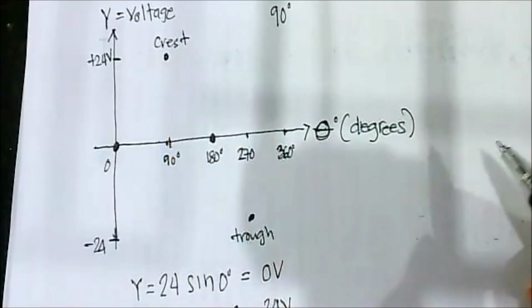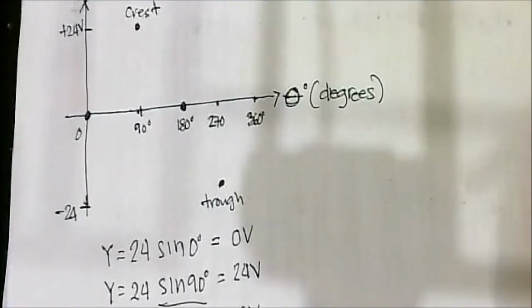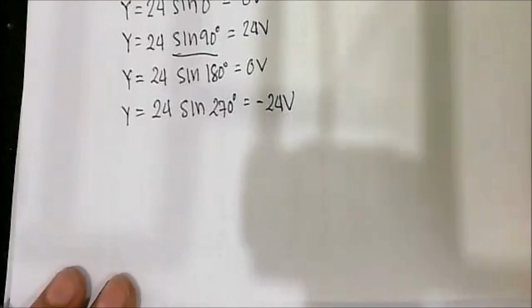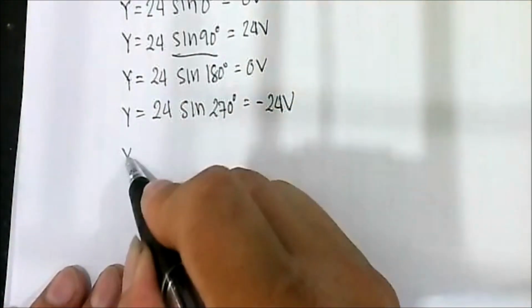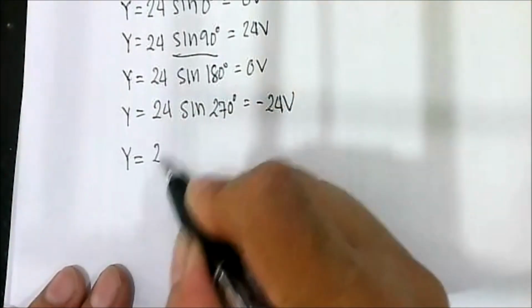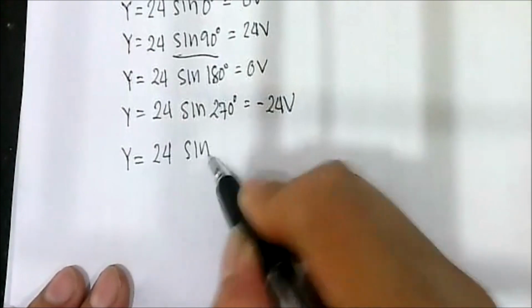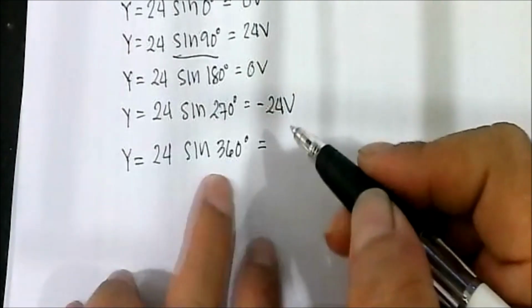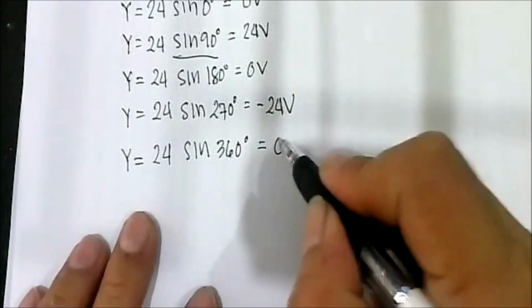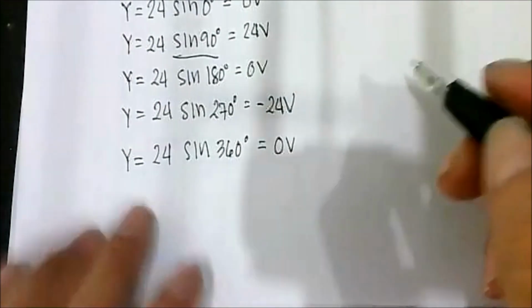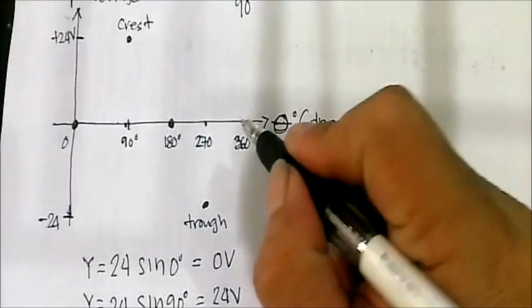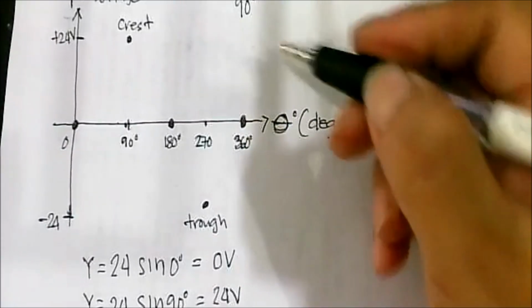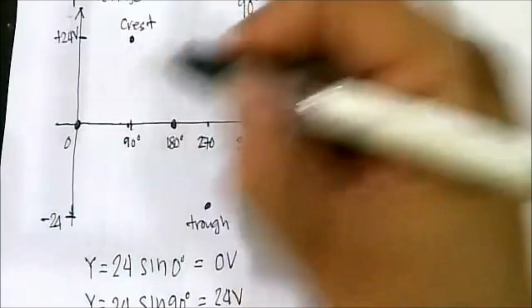The next we're going to solve for 24 sine 360 degrees, and sine 360 is 0 times 24, that will be 0 volts. So in your waveform, at 360 degrees, that is 0. So we are going to draw the waveform now.